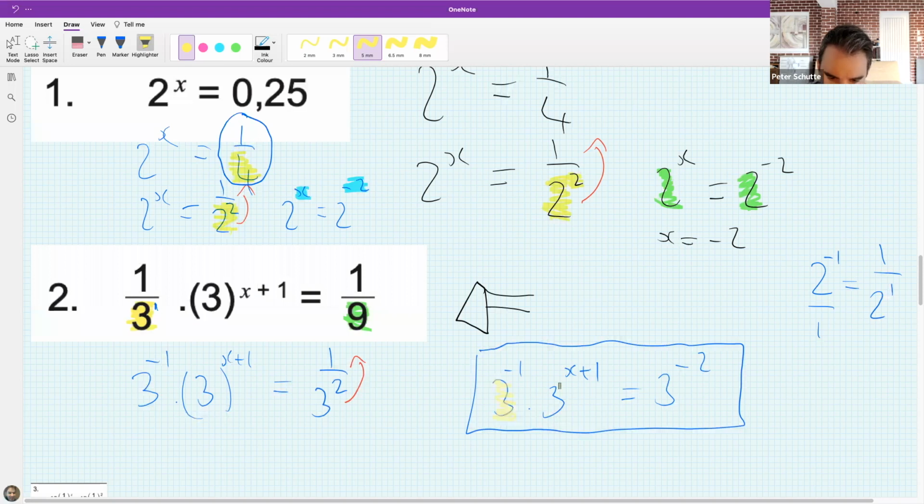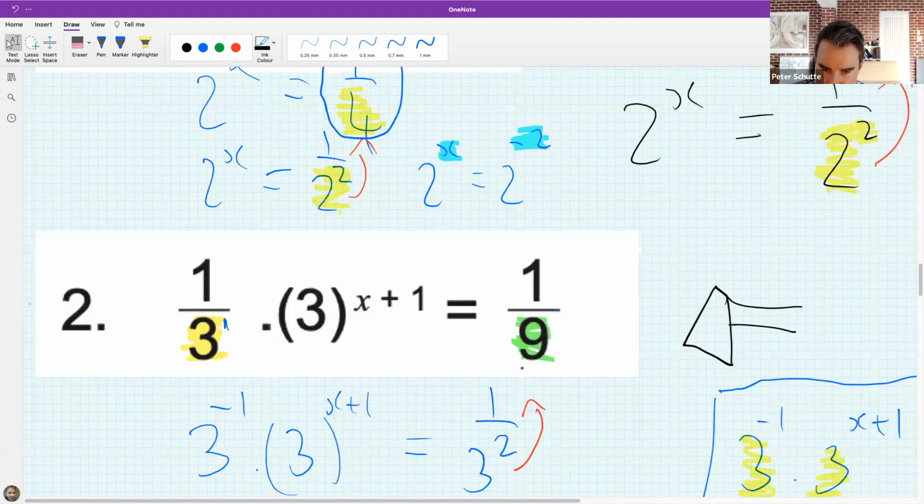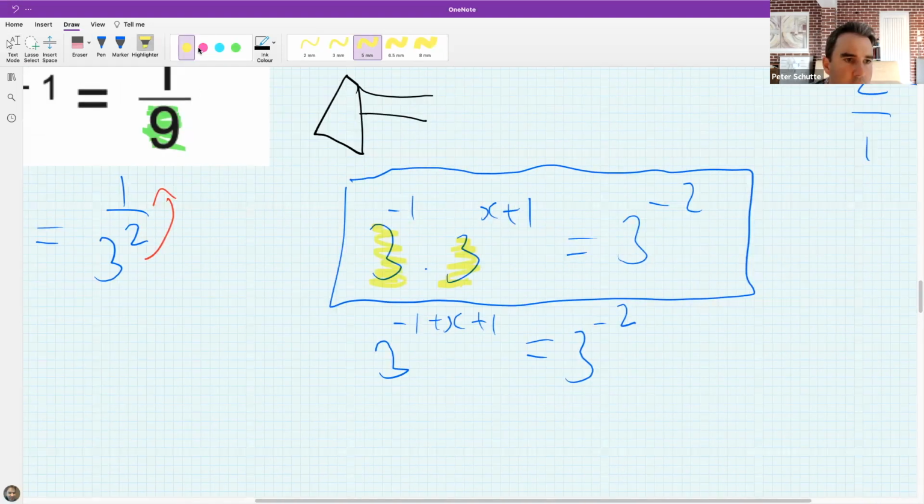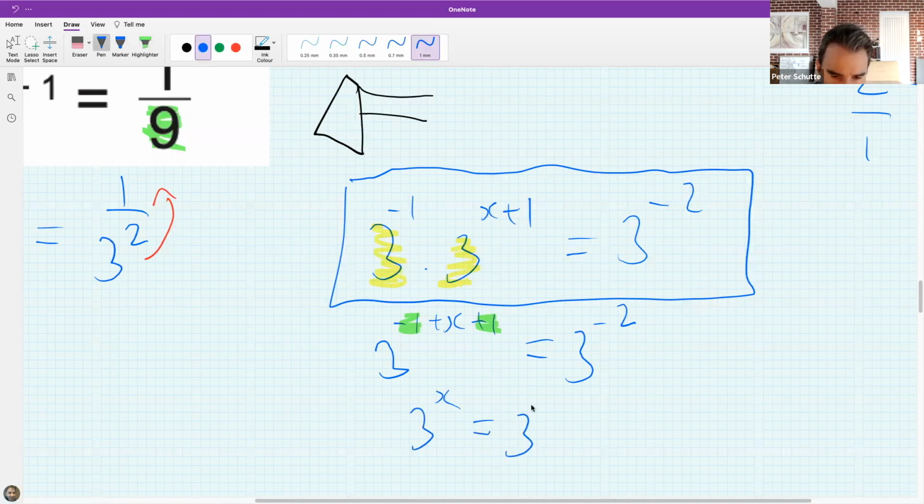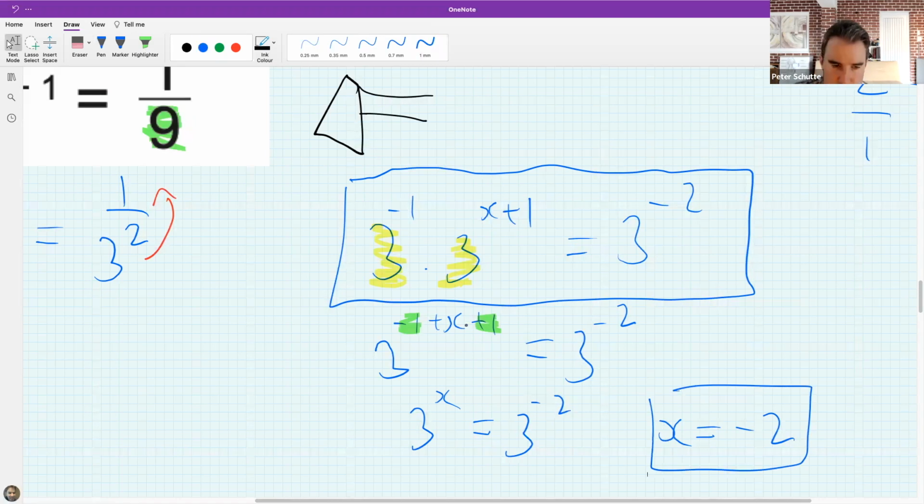Okay, the bases are the same. And law 1 from lesson 1 of the series says we can now add the powers. And the 3 to the minus 2 can just stay there. Now, minus 1, let's zoom in so that we can all get a big picture here. Minus 1 and plus 1 are going to cancel each other out. And so I'm left with 3 to the x is 3 to the minus 2, which means the answer to this whole equation is x is minus 2.